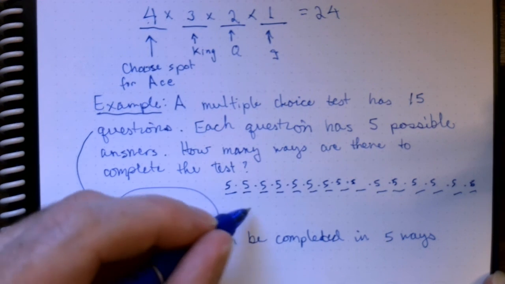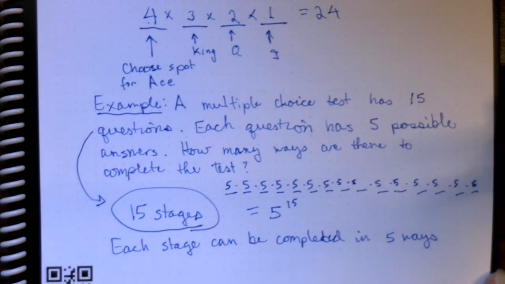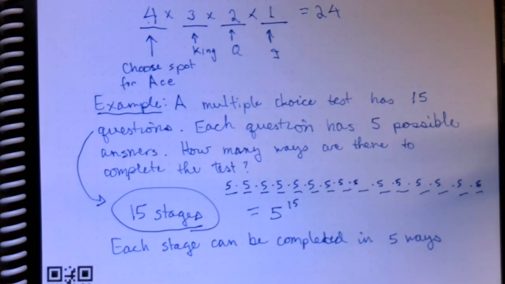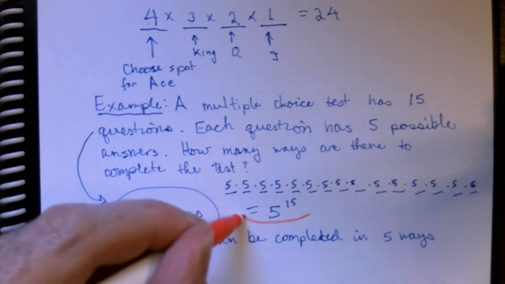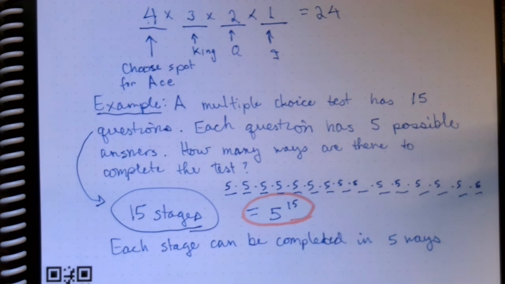There's a much shorter way to write that, of course. It's 5 power 15. I'm not even going to bother computing that. It's a really big number. I'm just going to leave it like that. 5 to the 15 is the number of ways to complete this multiple choice test with 5 options.